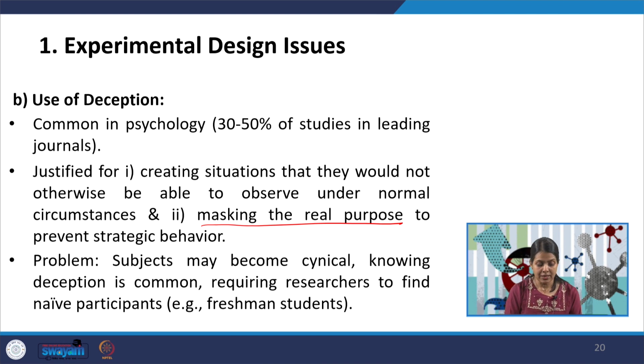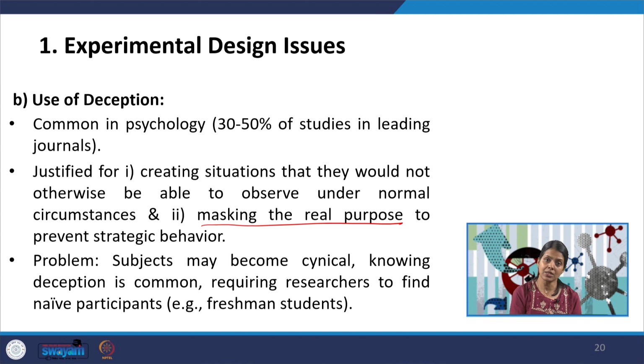right. But the problem is that subjects may become cynical, knowing deception is common, requiring researchers to find naive participants, for example, freshman students. What it says is that when it becomes common knowledge that psychologists conduct experiments which involve a lot of deception, then the knowledge of being deceived prevents more and more people from participating in experiments.